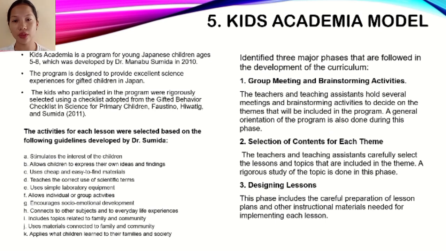Young Japanese children with gifted abilities and talents were rigorously selected from ages 5 to 8 years. There are three major phases that are followed in the development of the curriculum. The first one is group meeting and brainstorming activities. The teachers and teaching assistants hold several meetings and brainstorming activities to decide on the themes that will be included in the program. A general orientation of the program is also done during this phase.